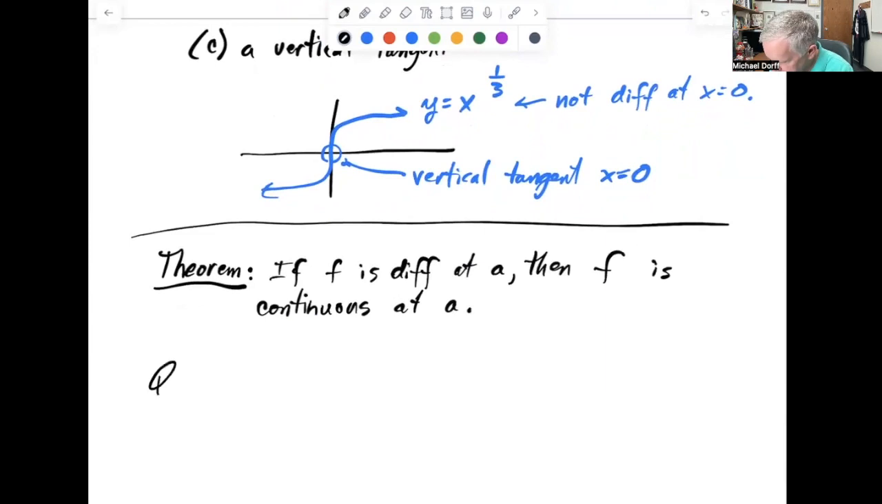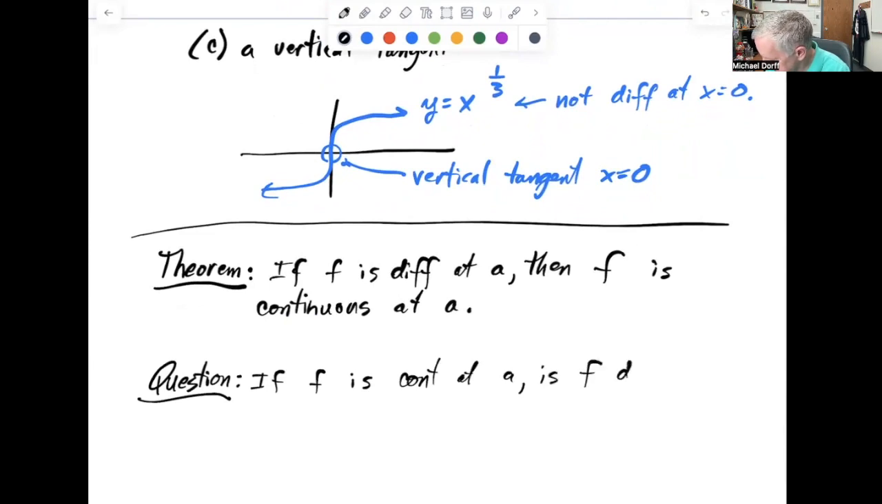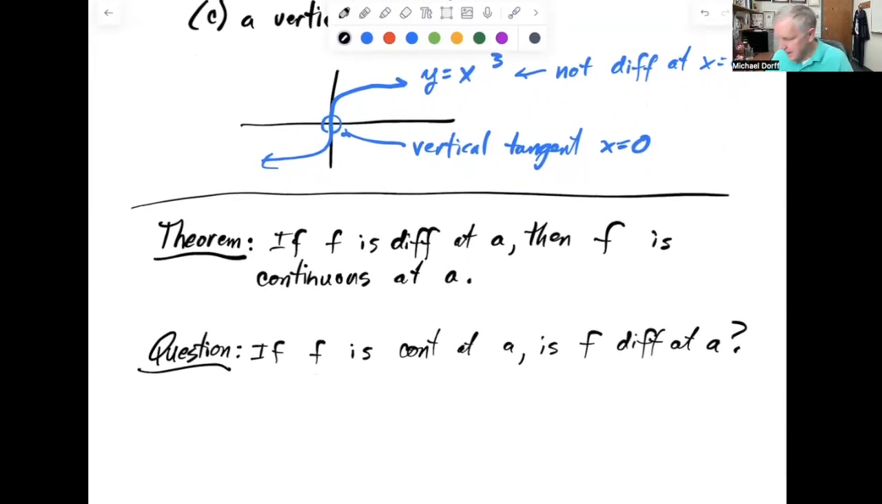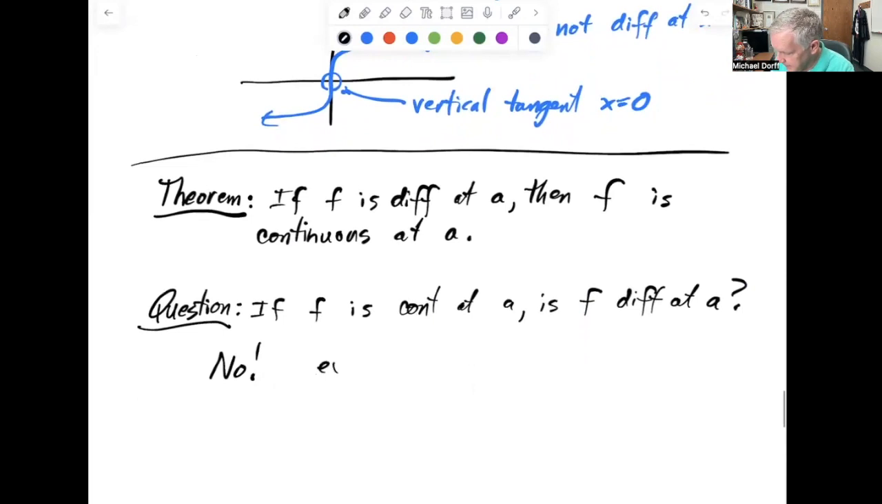Okay, so here's a question. If f is continuous at A, is f differentiable at A? So if it's continuous at a point, is it differentiable at that point? Well, the answer is no. And an example of this is f of x equals the absolute value of x. Okay, we had just talked about that a little bit ago.